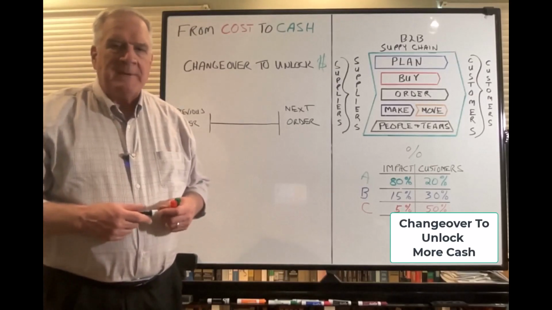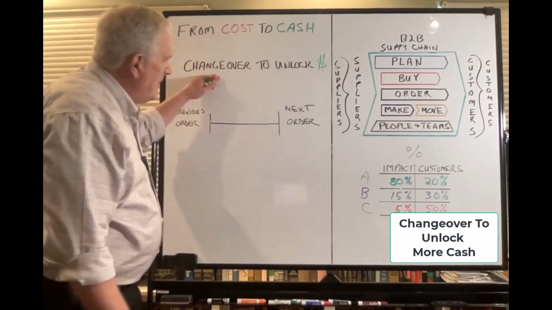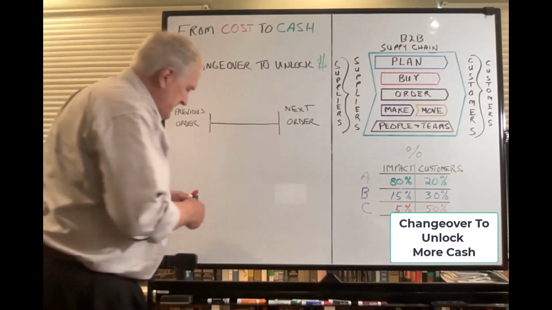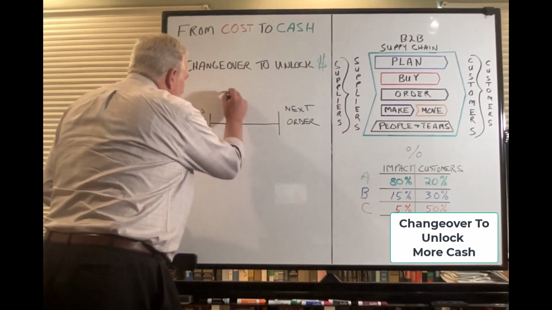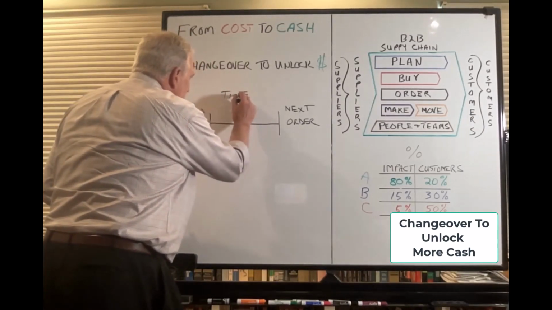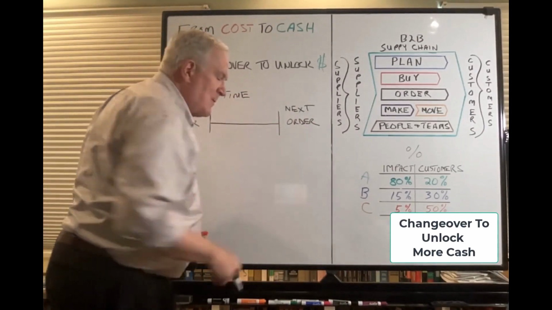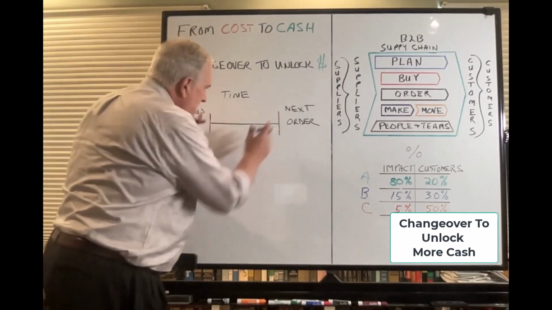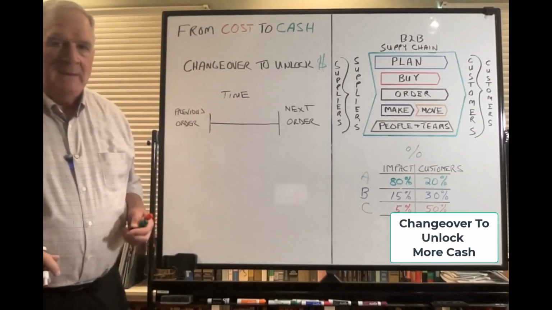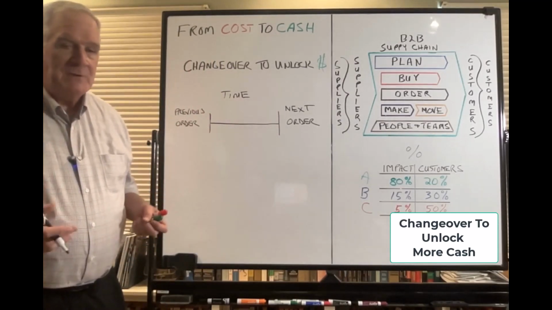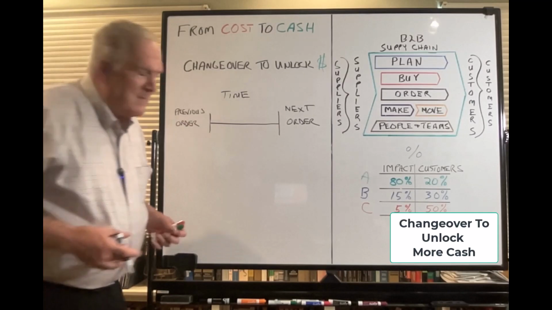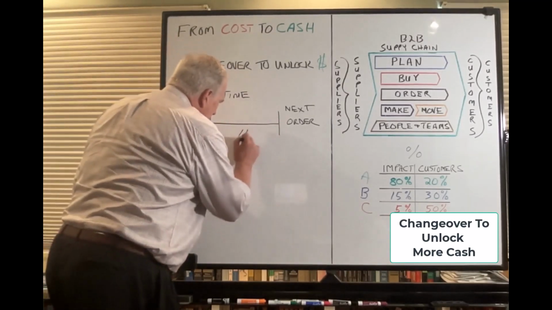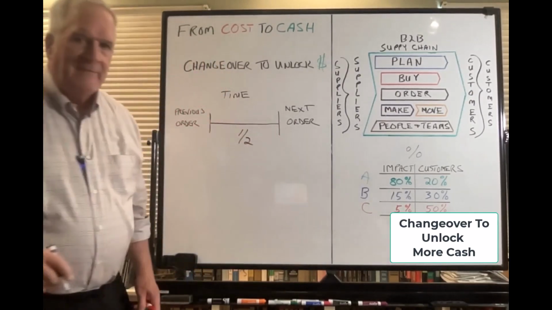Hello, our topic today is on changing over to unlock more cash. This refers to the time between a previous order when it's completed and the start of the next order when you're fully up and running at normal speed. So this time in here is a valuable piece of time. It's costing us contribution per hour, and we need to look for ways to try and reduce that time, and you should be able to get to a point where you can cut it at least in half.